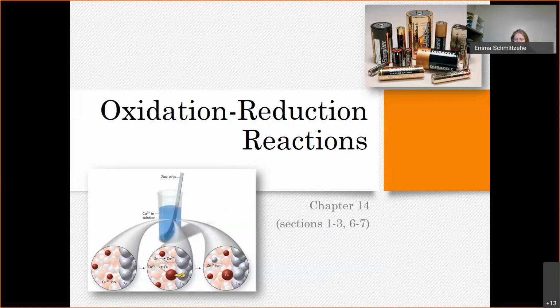Okay, so we've got a couple more chapters left. I know we only have a week, but we're not covering everything in both of these chapters. We're just doing a little bit of Redox from chapter 14 today, and then we'll do a little bit of nuclear chemistry from chapter 15 on Thursday. And then you've got your final next week.